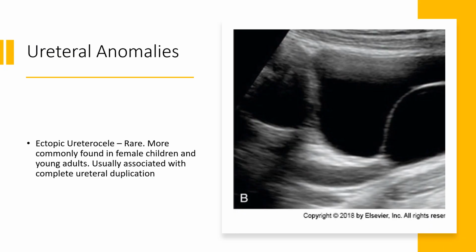So ectopic ureteroceles are going to be ureteroceles that are associated with ectopic insertion. If you'll recall, we said complete duplication of the ureter system causes an ectopic insertion into the bladder. So an ectopic ureterocele is going to be very rare, just like complete duplication is. It's going to be more commonly found in female children and young adults. And it's going to look very similar to regular ureteroceles, but you might see that it's in a different part of the bladder than you would expect.